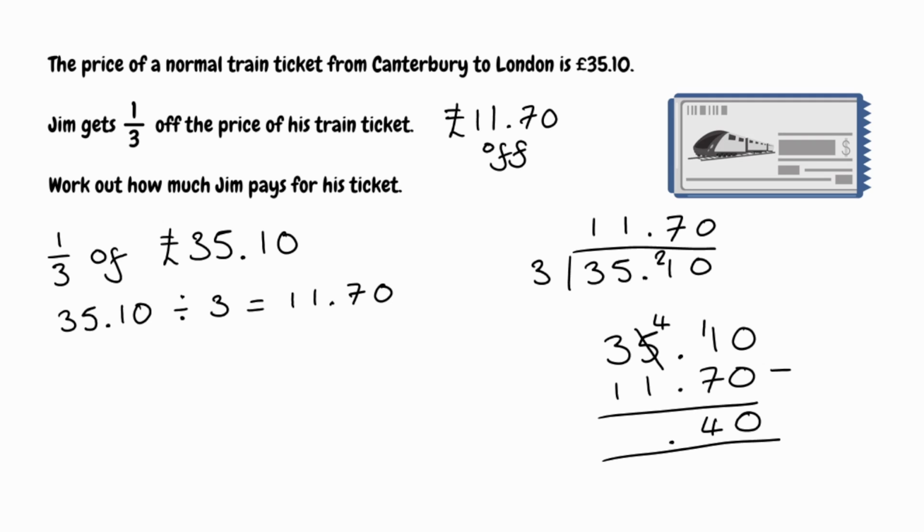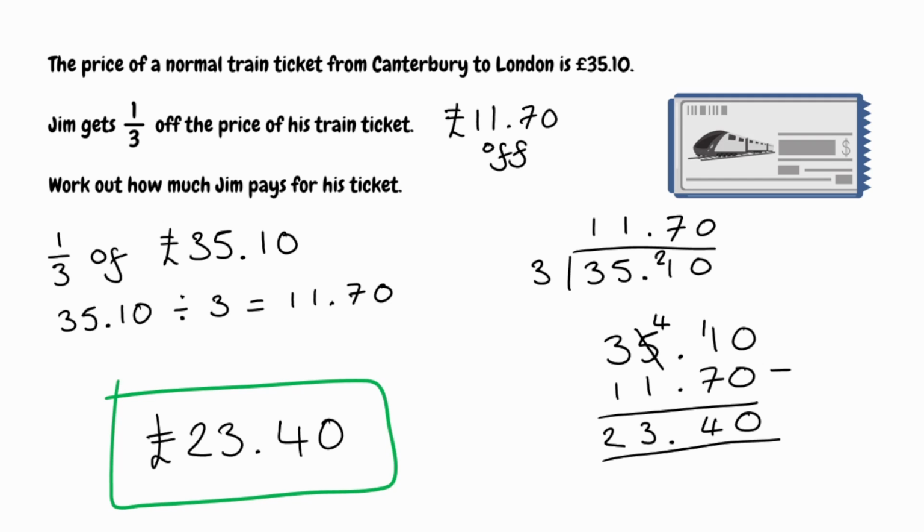We've then got 4 take away 1, which is 3. And then finally, we've got 3 take away 1, which is 2. So Jim is going to have to pay £23.40 for his train ticket.